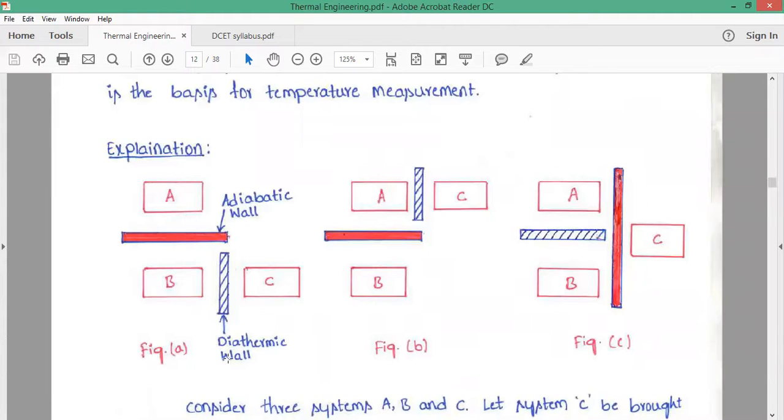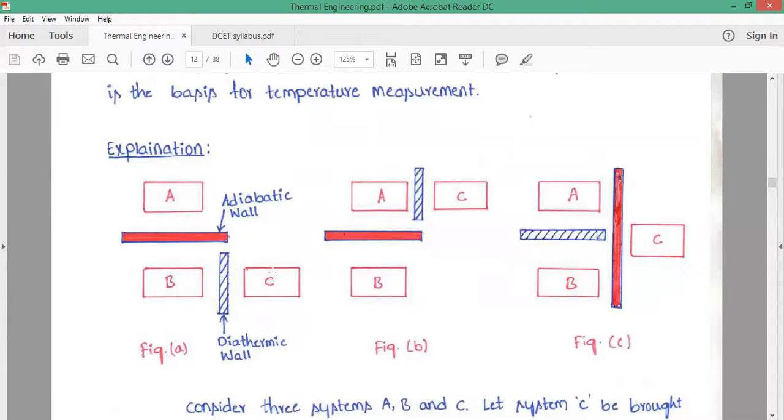In figure A, let us consider three systems A, B, and C. Here, I am going to bring system A and system B in contact with each other through an adiabatic wall. Hence, there is no heat interaction between A and B. But B and C are separated using a diathermic wall, which means there is heat interaction. Heat can flow from system B to system C or from system C to system B.